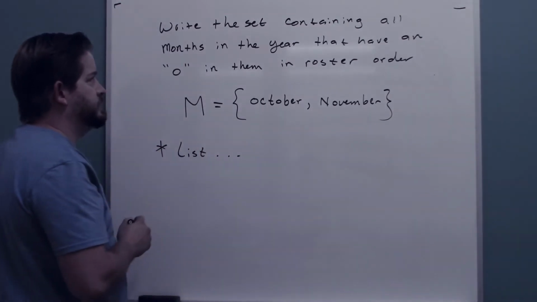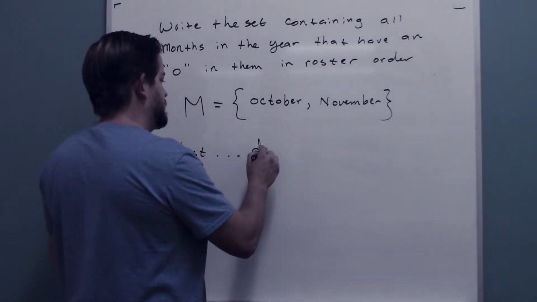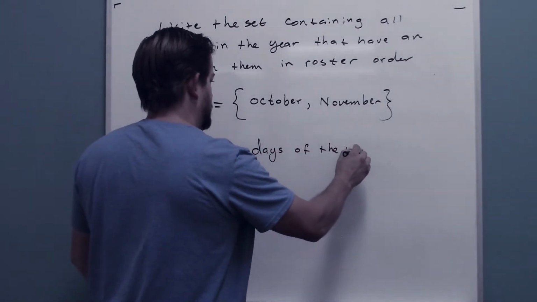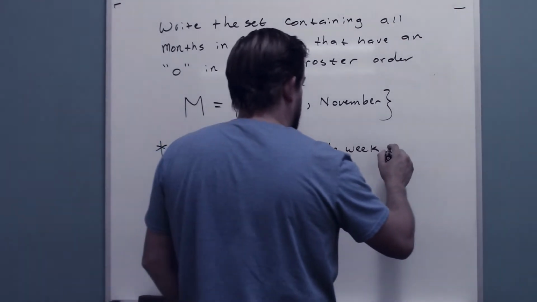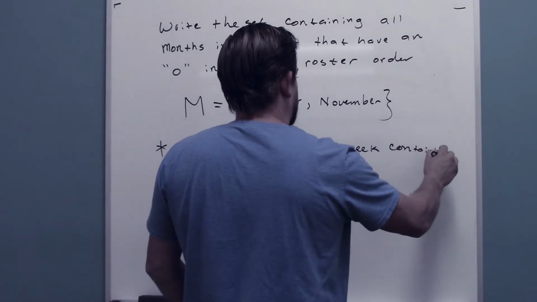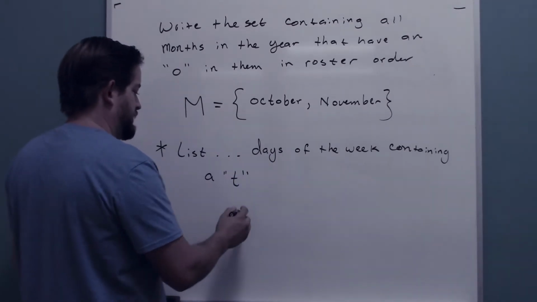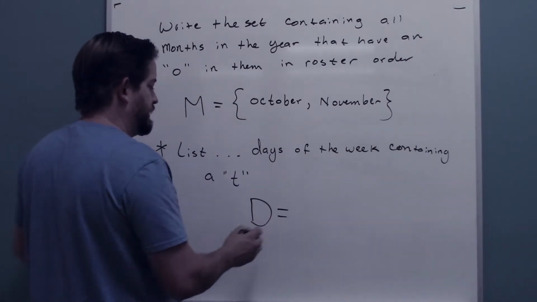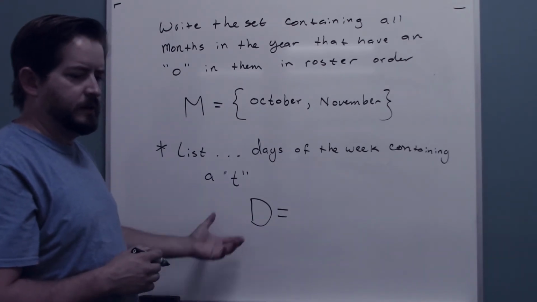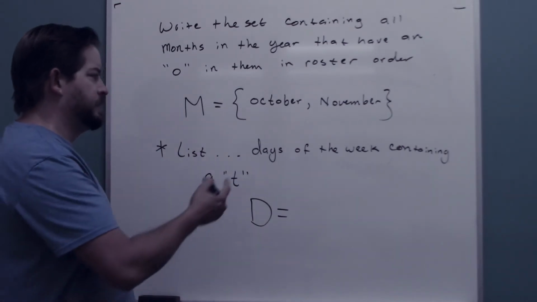Let's list, kind of in the same fashion, the set containing, in this case, let's say days of the week containing, let's say, a T. Call it D for days of the week. A lot of times if you're at liberty to choose your letter, choose it in a way that you can remember why you chose that letter. D for days of the week, M for months.